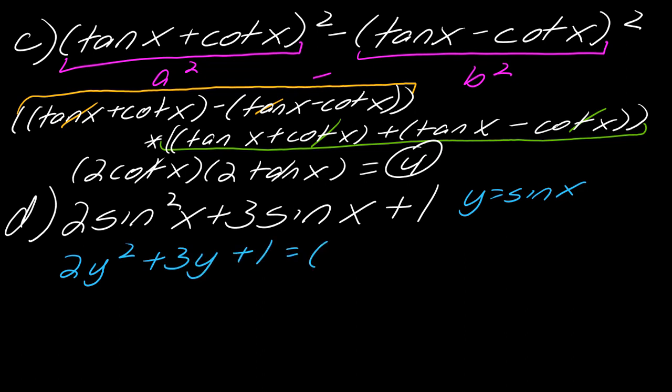And that I can factor, let's see, as 2y plus y, and then plus 1 plus 1. So does that give me what I need? This gives me 2y squared. This will give me 2y plus 1y, which is 3y, and then we've got the 1. So yep, that works.